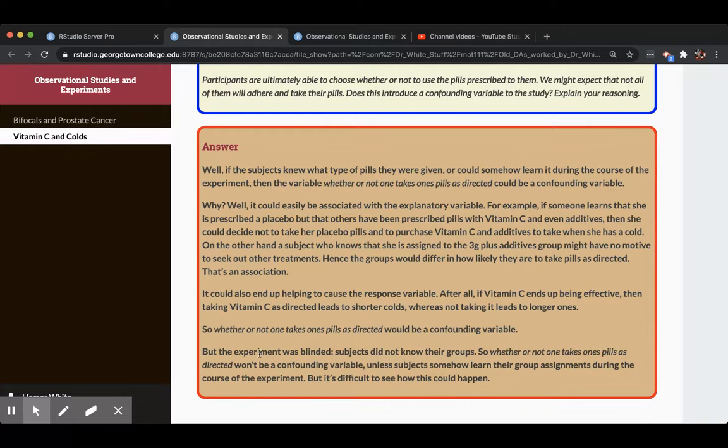But that can't happen in this situation, I think. And that's because the experiment was blinded, right? We already learned that. The subjects didn't know their groups. So there's no way that the variable, whether or not one takes one's pills as directed, could be a confounding variable, unless the subjects could somehow learn what group they were in during the course of the experiment, like if maybe they pressed the nurses to tell them what the pills were or something like that. But it's really difficult to see how that could happen. So I'm going to stick with no, it can't be a confounding variable in this experiment.